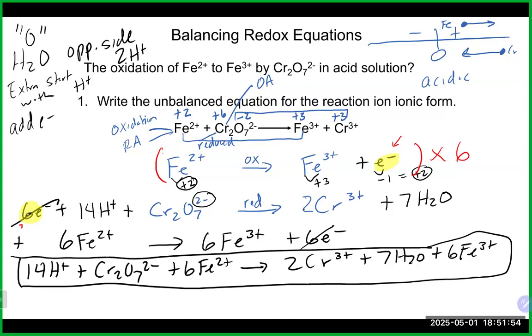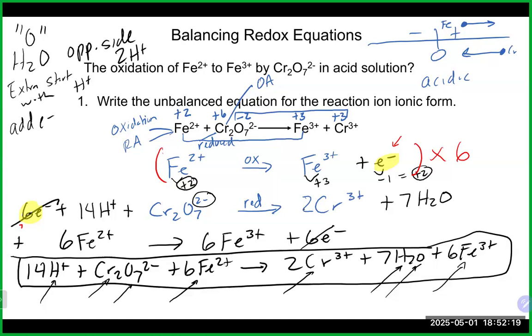How does this equation have to be balanced? It has to be balanced like a normal equation, which means you have the same number of elements on each side. That is 14 hydrogens there, 14 there, 2 chromiums, 2 chromiums, 7 oxygens, 7 oxygens, 6 irons, and 6 irons. So it is balanced like a regular equation.